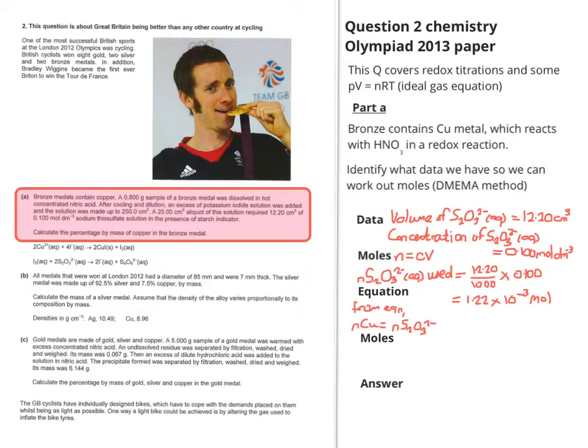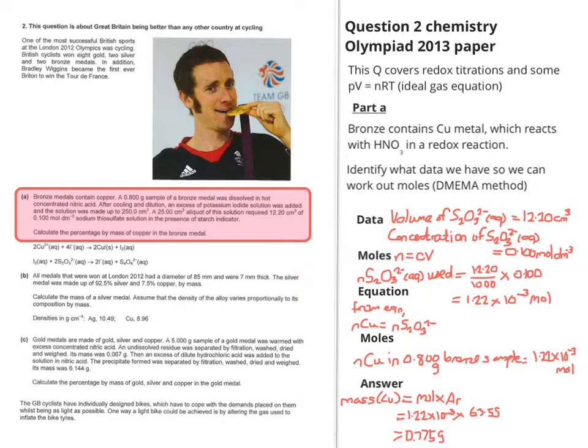From the equation, the number of moles of copper equals the number of moles of thiosulfate. So that means the number of moles of copper metal in the 0.800 grams of bronze that's taken from the medal would also be 1.22 × 10⁻³. We can work out the mass of copper by taking the number of moles times its relative atomic mass. I'm using 63.55 from the Chemistry Olympiad periodic table that you get with this paper.